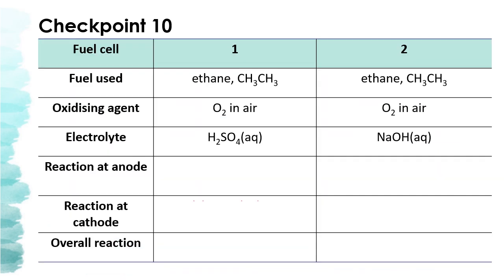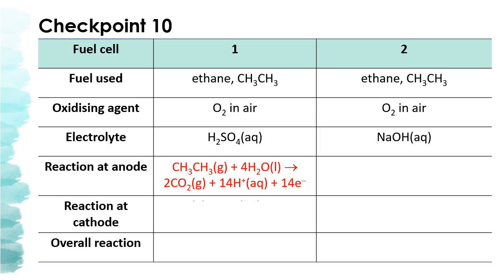For checkpoint 10, you will need to write down the half equation that happens at the anode, which is oxidation, as well as the half equation that happens at the cathode, which is reduction. Then after that, you will combine them. They differ for 1 and 2 because one is in acidic condition, the other one is under alkaline condition. So let's now start.